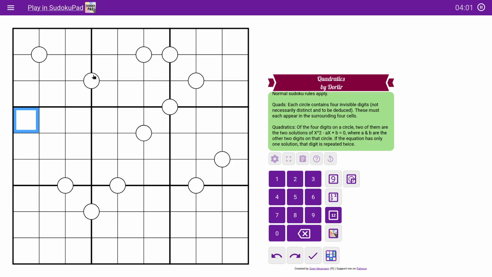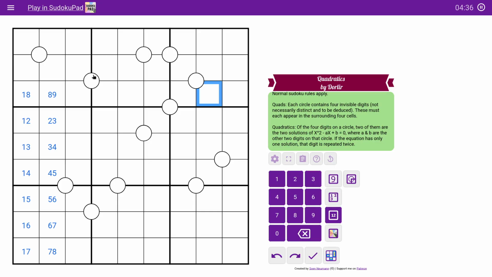So allowing repeats, we can have 1, 2, 2, 1, 2, 2, 3, 1, 3, 1, 4, 1, 5, 1, 6, 1, 7, and 1, 8, 8, 9, 3, 4, 4, 5, 5, 6, 6, 7, 7, 8. So each of these pairs is a quad. I've put them in separate cells because there's duplicates.